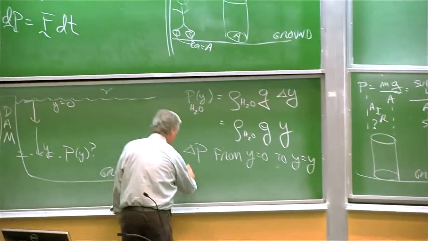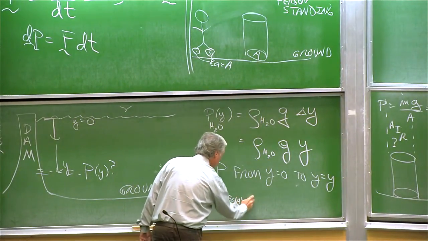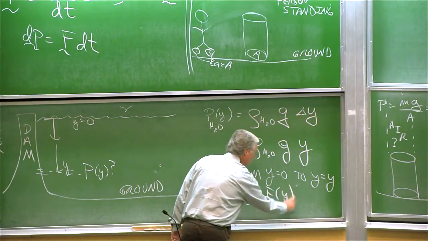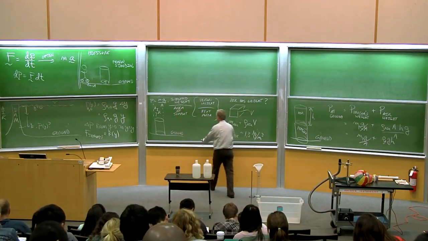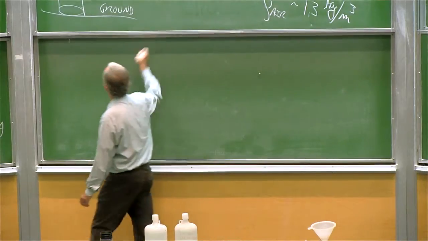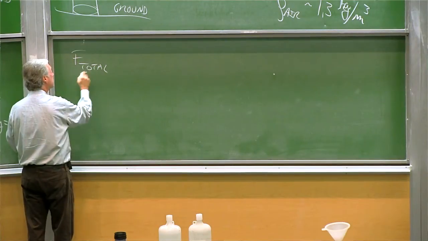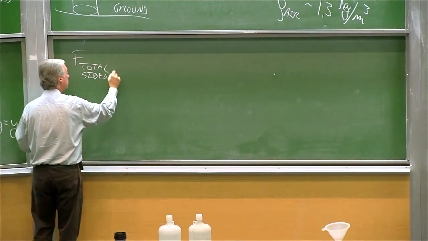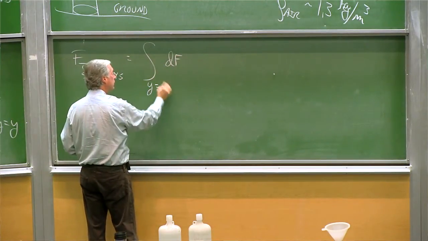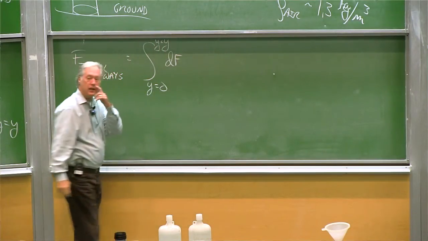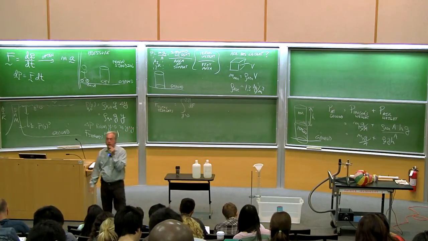This F sideways is a function of height. So if you want to figure out the total force on the dam, F total sideways is going to be the integral of the little dFs from y equals 0 to y equals y, and you have to add them up. You have to do the math. There is an example in your book which does that.